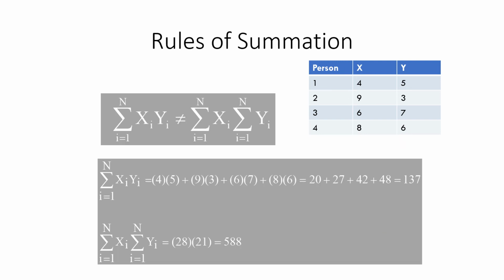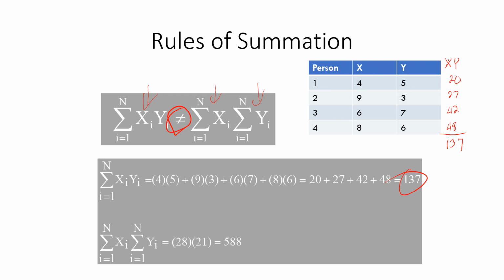The next thing is the sum of xy, x times y, is specifically not equal to the sum of x times the sum of y. Let's break that down. X times y, so this would be 20 xy, x times y. We got 27, we got 42, and we got 48. If you add all of those together, you get 137, which is right there.